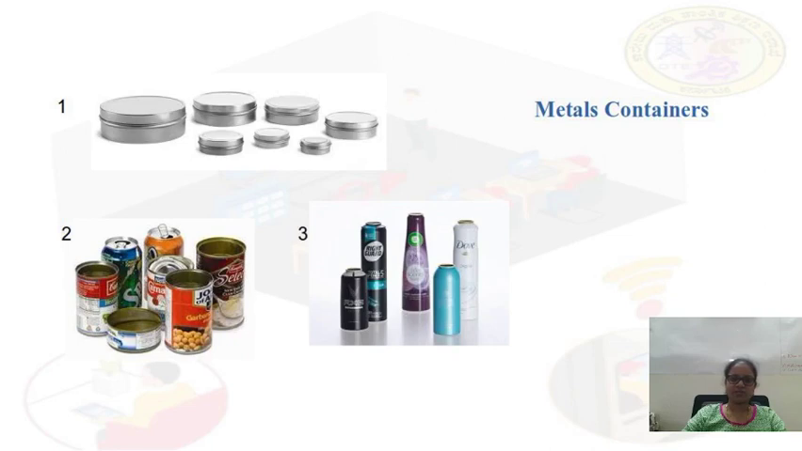Next is picture number 3. Again, here are some more examples of metal containers used for perfumes with aerosol closure. Why are perfumes packed or contained in metal containers? It is because some pressure is needed to dispense the deodorants or perfumes. The pressure can be very effectively given in this type of metal container for us to dispense the required quantity of sprays, deodorants or perfumes.